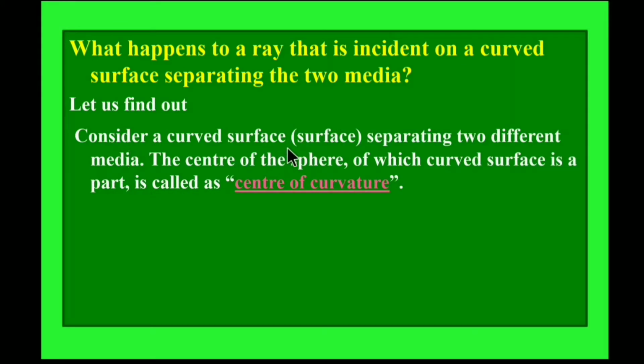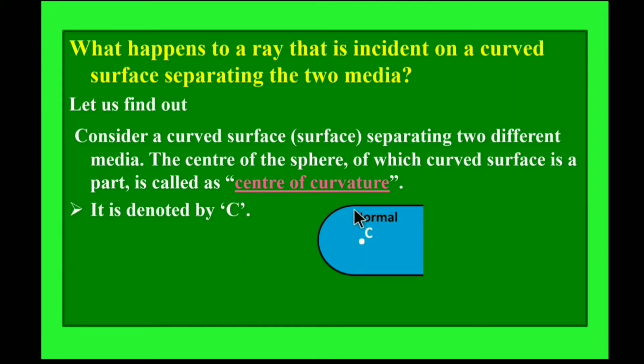Consider a curved surface separating two different media. The center of the sphere of which the curved surface is a part is called the center of curvature, denoted by C. Let us take the curved surface here, and this curved surface is separating the rarer medium and the denser medium. The center of this sphere is called the center of curvature.